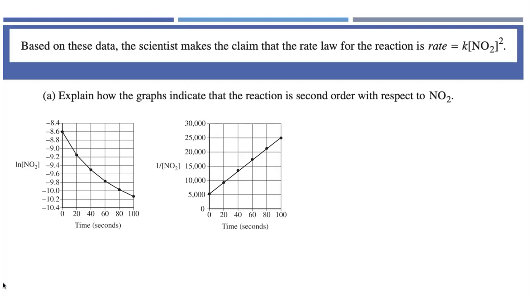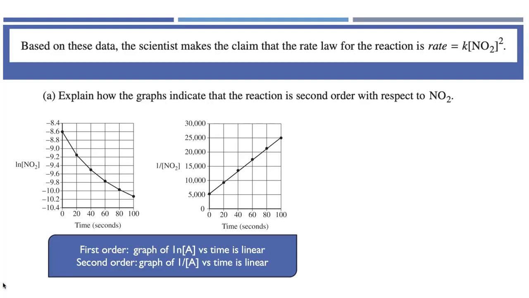This is really important. What you need to remember is that when a reaction is first order with respect to a particular reactant, the graph of the natural log of the concentration versus time will be linear, and the other graphs that you could make would not be. If the reaction is second order with respect to a particular reactant, what we see then is that the graph of 1 over the concentration of the reactant versus time is linear. Clearly, the right-hand graph, which has 1 over the concentration versus time, is linear. That's what you need to say.